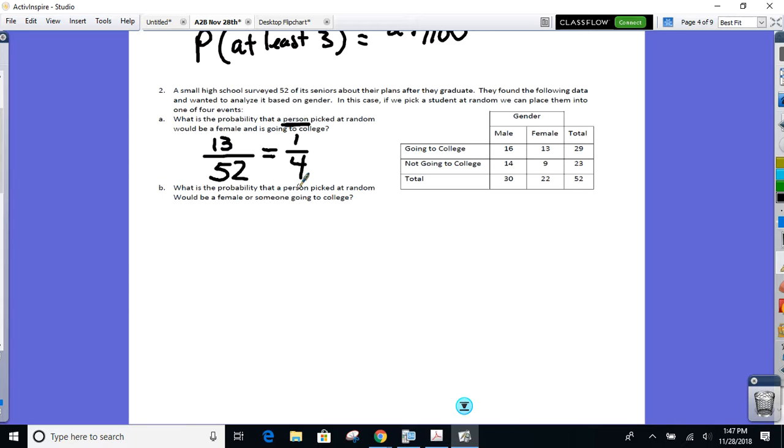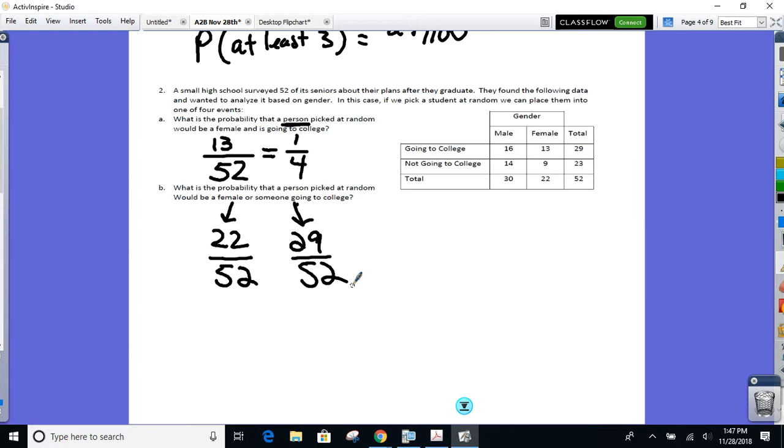Probability you pick a person at random, female or going to college. Different from Part A. Part A, they had to be doing both. Now they can be female or going to college. So here we go. Probability they're female. Read the table correctly. How many females do I have here? 22 out of 52. Or they could be going to college. Regardless of gender, we're going to college. 29 out of 52.